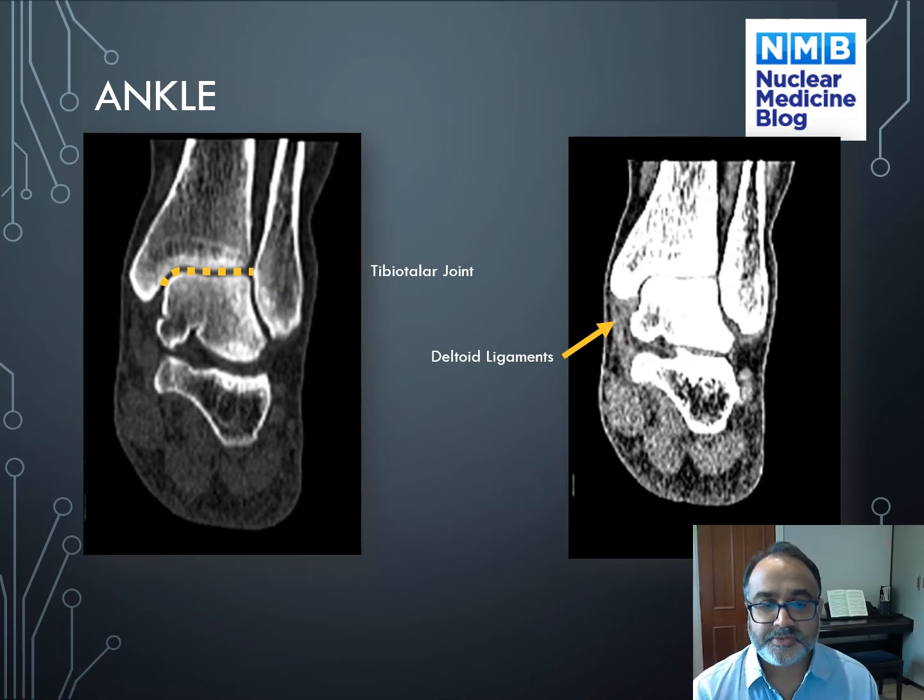If we switch over to the coronal view at the same level, we can see that the tibio-talar joint is highlighted there by the yellow dashed line. On the medial side, on the soft tissue views, we can make out the deltoid ligaments, which look like a fan shape and have medial deep and superficial fibers, and you can see the striations there of the ligaments.